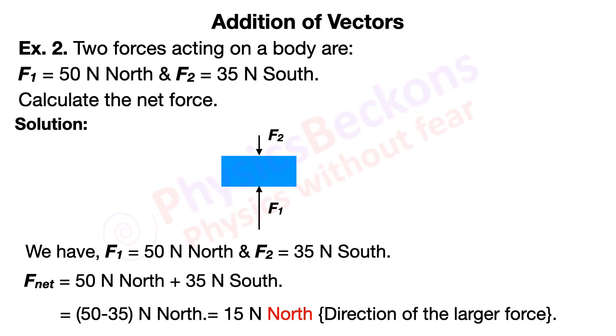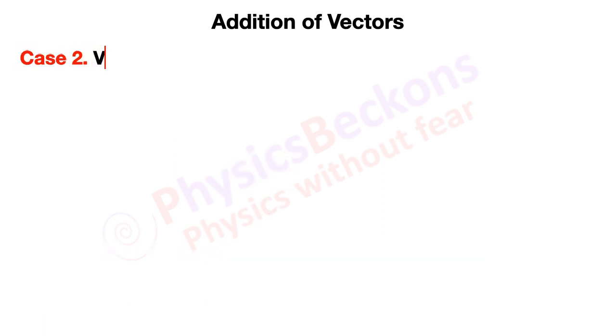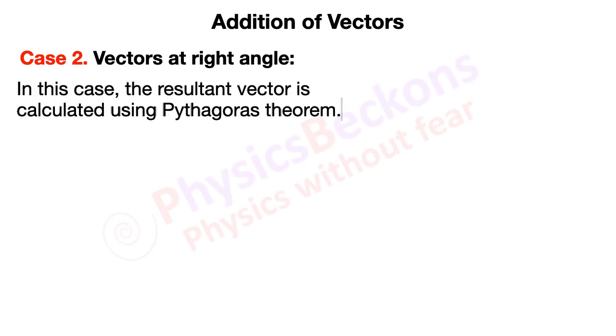Why north direction? It is the direction of the larger of the two forces. Larger force is 50 Newton. So we have to take the direction of the larger force. Second case, vectors at right angles. This again is a simple case of vector addition. In this case, the resultant vector is calculated by Pythagoras theorem.